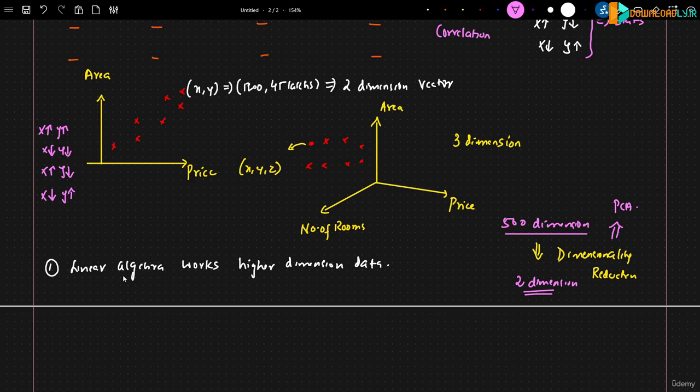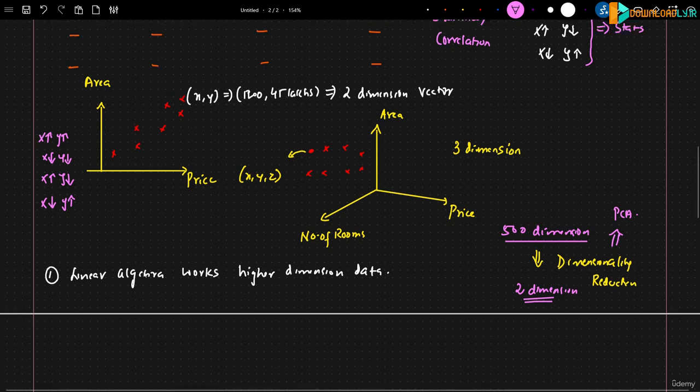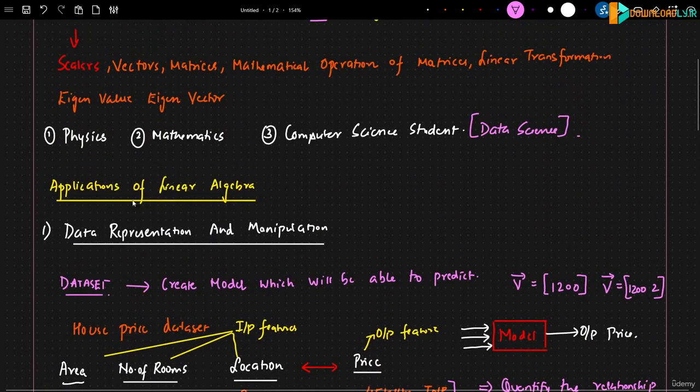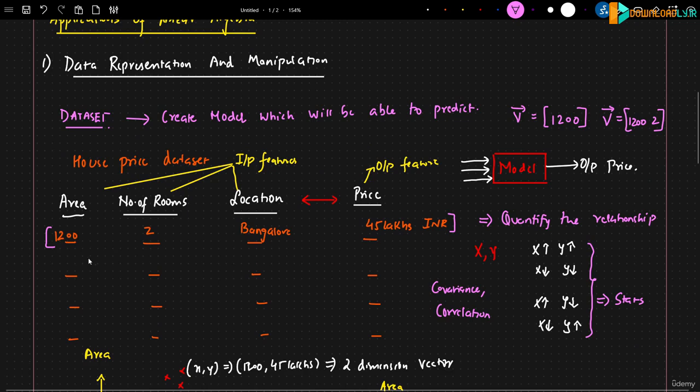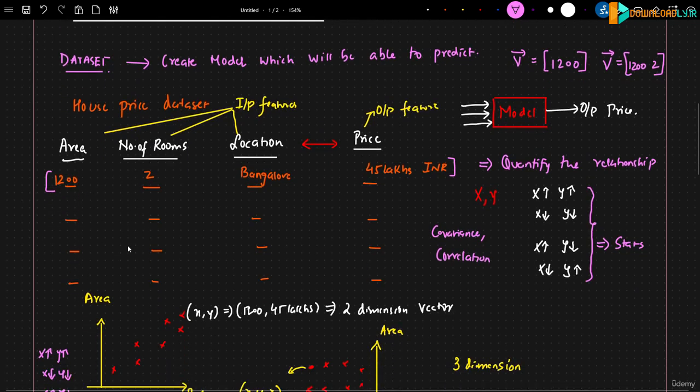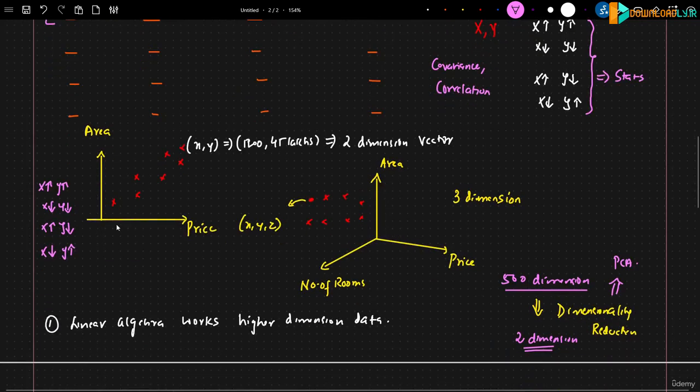It works really well with higher dimension data. We'll be able to understand a lot about the data. Okay. So this was the first point, that we'll be able to represent the data well and perform different manipulations and all. Because at the end of the day, every value over here will be converted into vectors. When we say vectors, dimensions, they are one and the same.